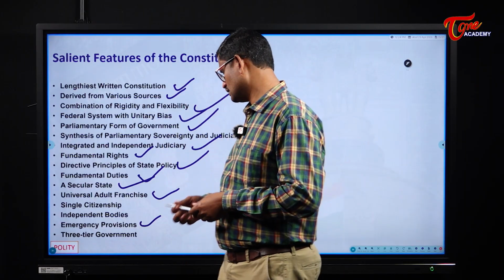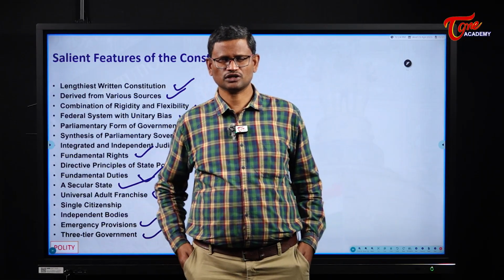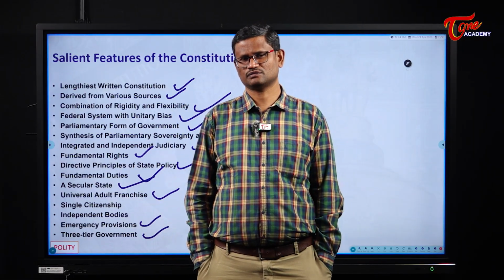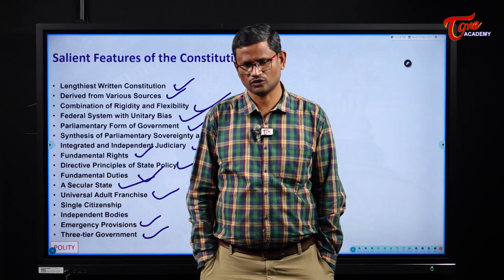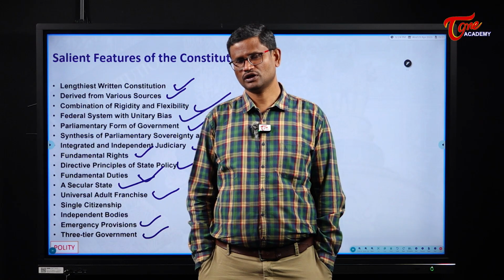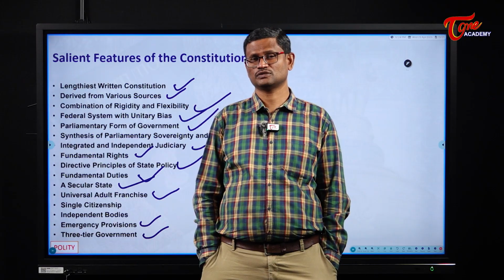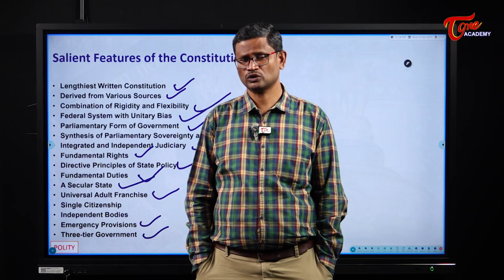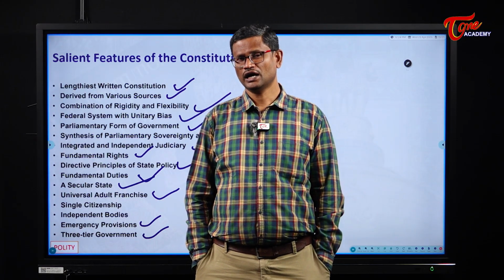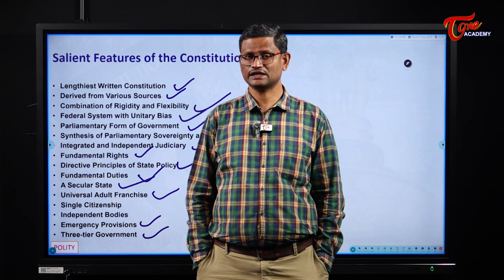Then three-tier government. In the beginning, the Constitution of India had a two-tiered federalism, which means we had the union government and the state governments, both deriving their powers from the Constitution. Today we have the third tier of government, the local government. In India today we have three-tiered federalism. So we have the union government, the state governments, and also the local governments. All three levels of government derive their authority from the Constitution. That's the meaning of three-tier government.